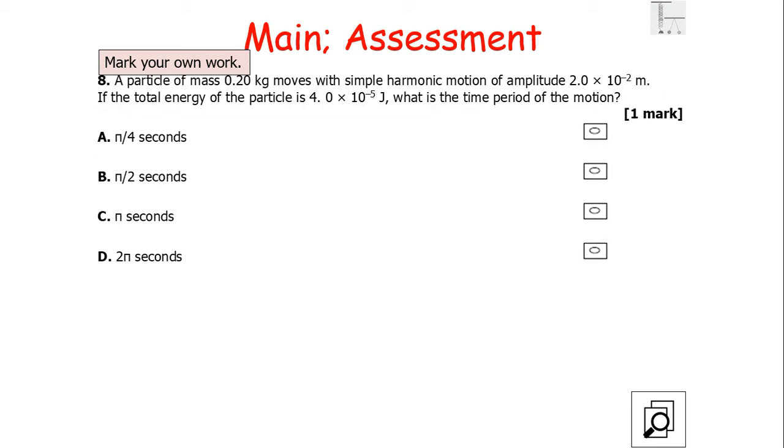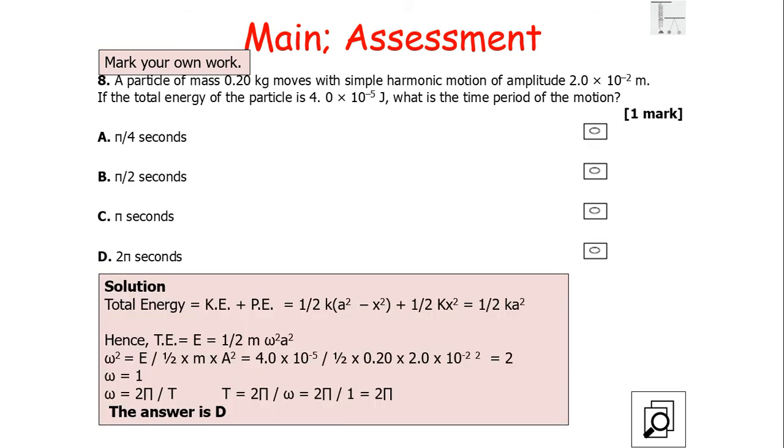Next question. A particle of mass 0.2 kilograms moves with simple harmonic motion of amplitude 2.0 times 10 to the minus 2 meters. If the total energy of the particle is 4.0 times 10 to the minus 5 joules, what's the time period of the motion? Right, so we know the total energy is kinetic energy plus potential energy, which we can then work through with a couple of sums to equal a half k a squared. So therefore total energy is going to equal a half times mass times angular velocity squared times amplitude squared.